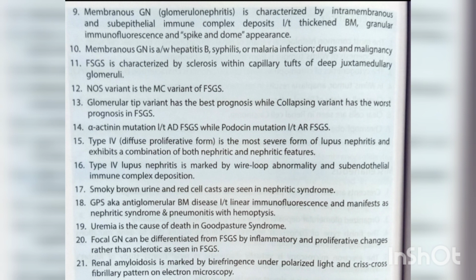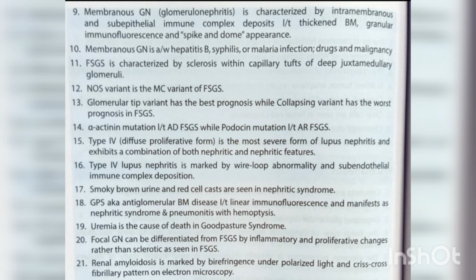GPS, also known as anti-glomerular basement membrane disease, leads to linear immunofluorescence and manifests as nephritic syndrome and pneumonitis with hemoptysis. Uremia is the cause of death in Goodpasture syndrome. Focal glomerulonephritis can be differentiated from FSGS by inflammatory and proliferative changes rather than sclerotic changes as seen in FSGS.